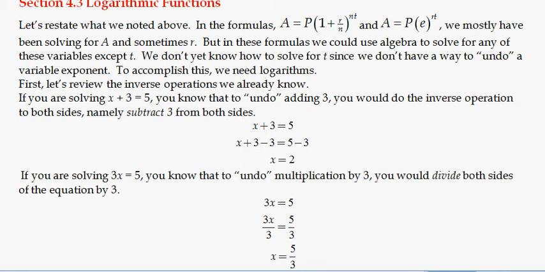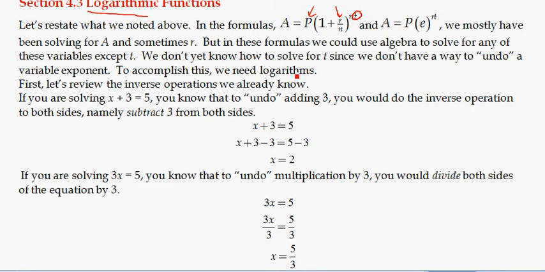So in our interest formulas, we have been given things like A or P or R and N and T, and depending on which letters we were given, we could solve for the other ones. But the one that we can't solve for is the one in the exponent. We can't solve for that T, at least not yet. So in order to do that, we're going to need logarithmic functions. So let's learn about what logarithms are.